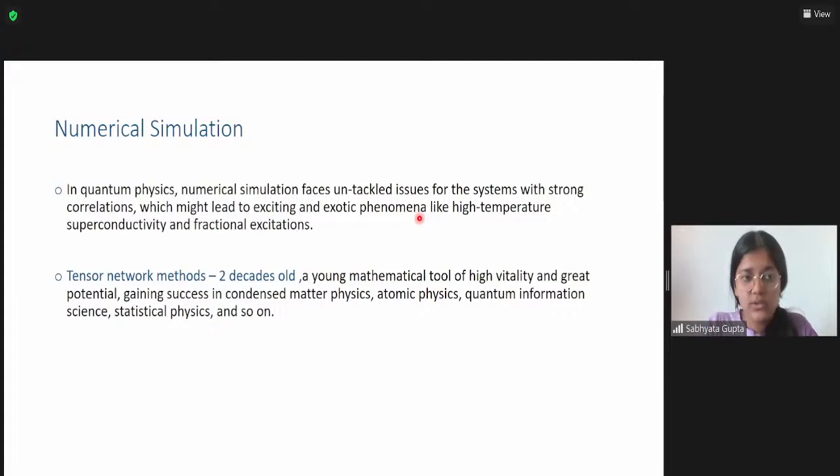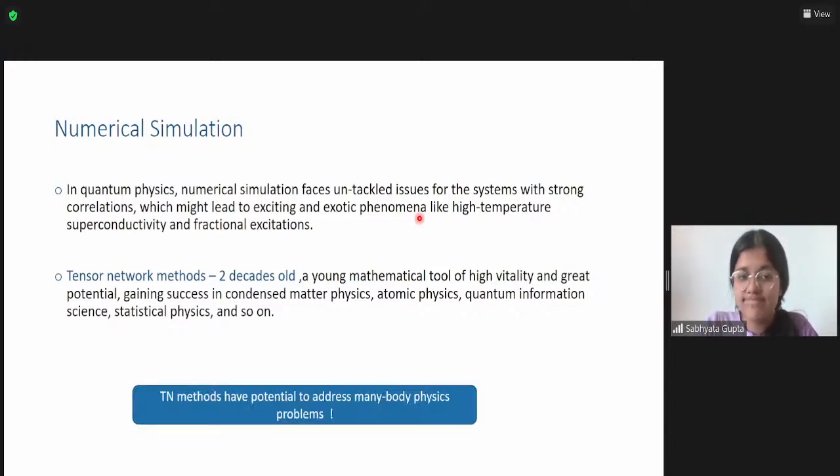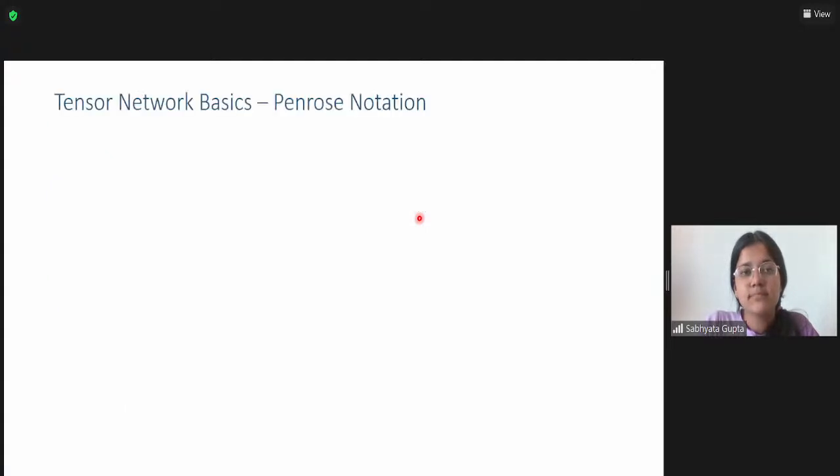Very recently, less than 2 decades ago, tensor network methods have been explored to study quantum many-body systems, and they have shown great success in studying condensed matter physics, atomic physics, and quantum information sciences in general. They have a lot of potential to address many-body physics problems. I'll start with describing some tensor network basics.